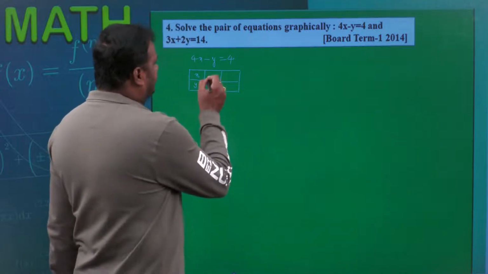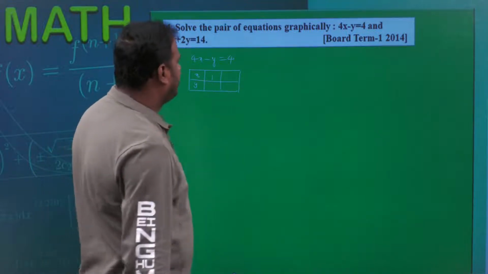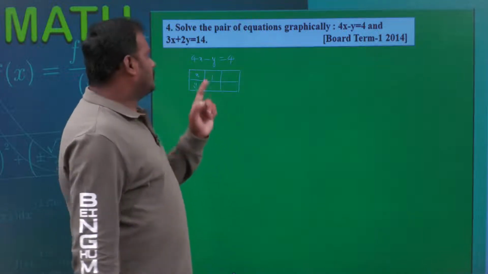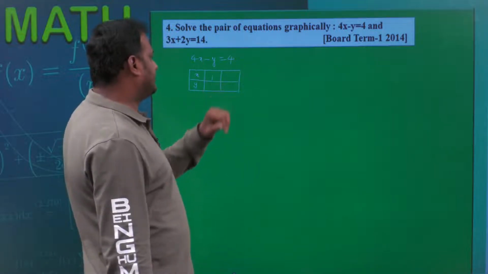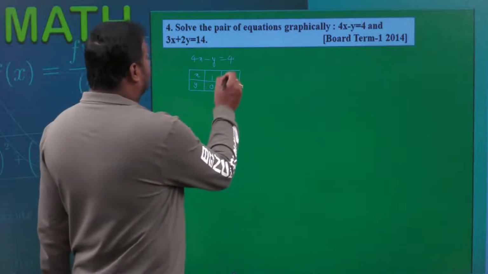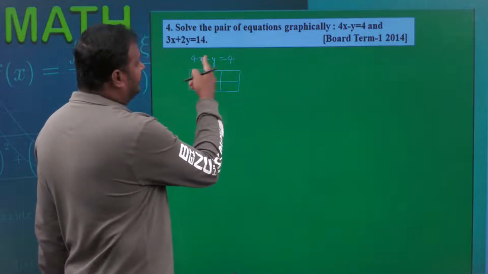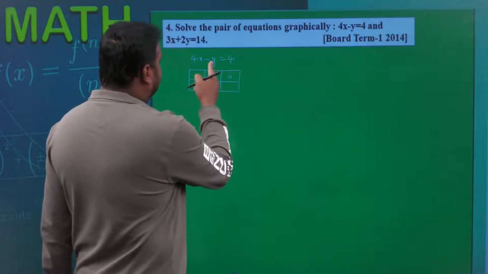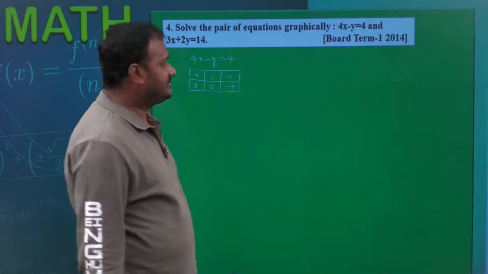Now 4x minus y is equal to 4, right? If I take x is equal to 1, then 4 ones are 4, minus y is equal to 4. So 4 minus y is equal to 4, minus y is equal to 4 minus 4, which is 0, so y is equal to 0. Right? And suppose x is equal to 0. If x is equal to 0, 4 zeros are 0, minus y is equal to 4, so y is equal to minus 4. I got 2 points for this line.